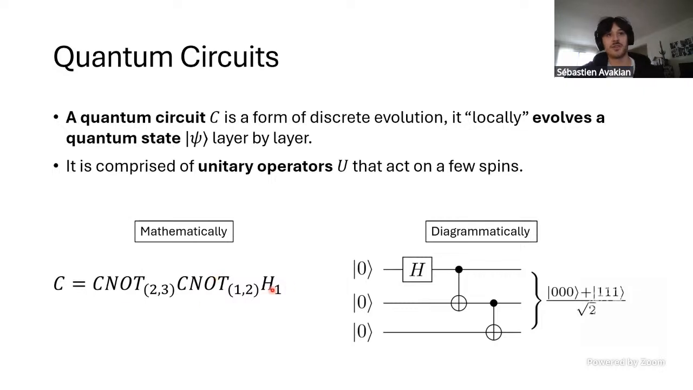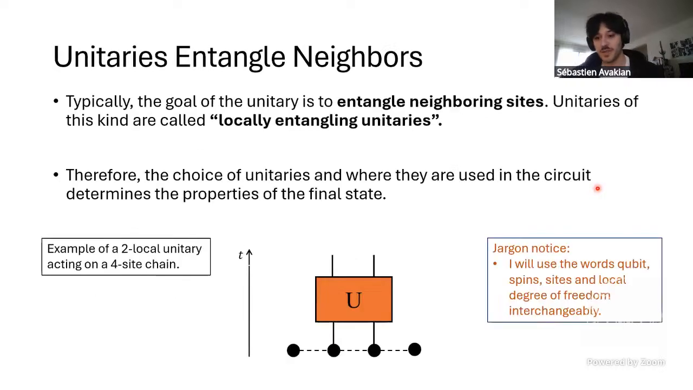You apply this onto some quantum state, and maybe you use some diagrams where you apply these unitaries in a way so as to make a final state. Now, the goal of the unitaries is to entangle, and we call them locally entangling unitaries. They could be over a few sites, and our work will focus on 2 sites, like a normal brickwork circuit. The choice of unitaries that you use determines the final properties of the state. As you are probably aware, I will use qubits, spins, sites, local degrees of freedom kind of interchangeably. So I apologize, but I can be more specific if required to.